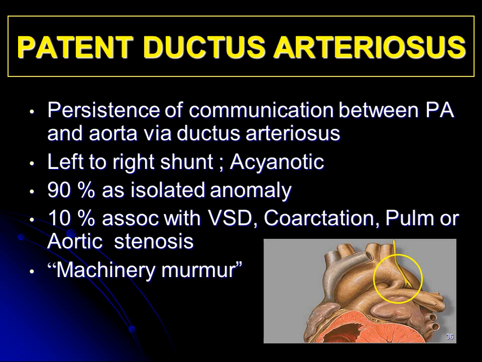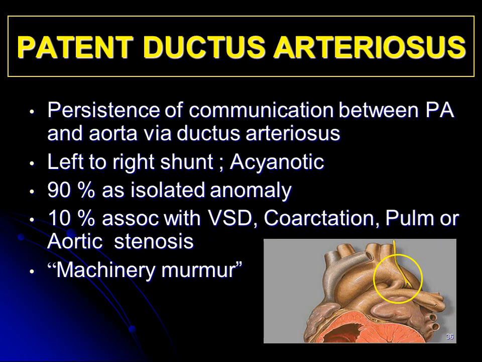PDAs account for about 7% of cases of congenital heart disease, and 90% of these are isolated defects. 10% of cases are associated with other types of congenital heart defects like VSD, coarctation of the aorta, and pulmonic and aortic valvular stenosis. PDA produces a characteristic continuous murmur, which we call a machinery type of murmur.